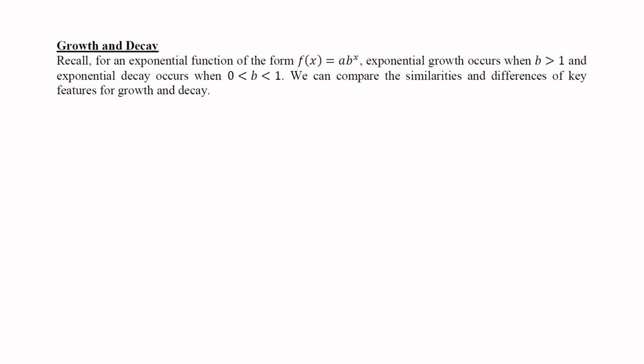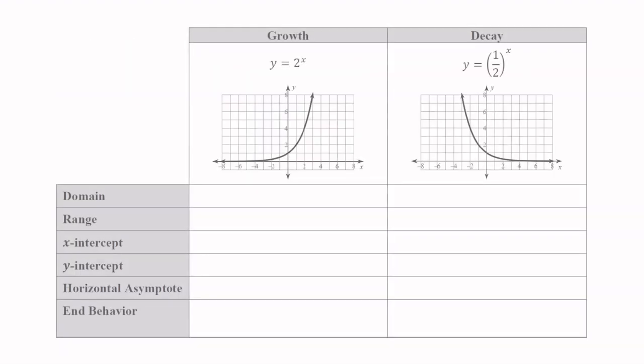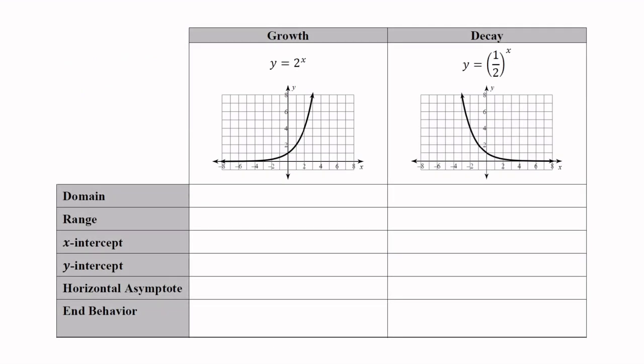Recall for an exponential function of the form f of x equals a b to the x, exponential growth occurs when b is greater than 1, and exponential decay occurs when b is between 0 and 1. We can compare the similarities and differences of key features for growth and decay. So we're going to do that here in this table.